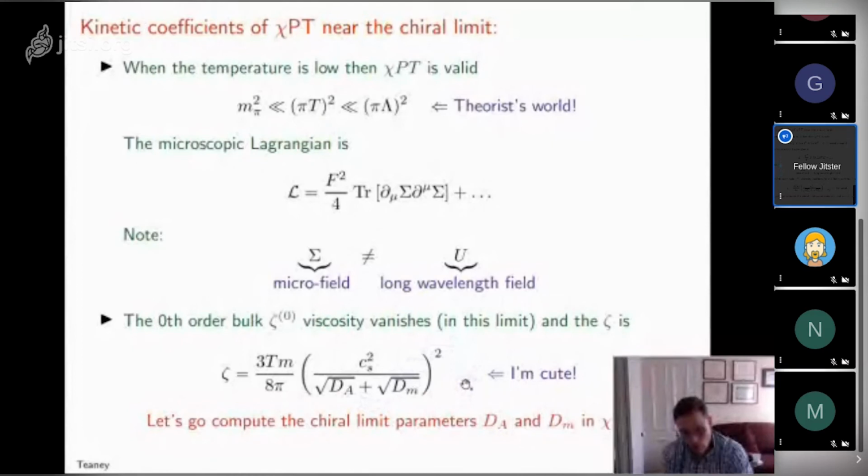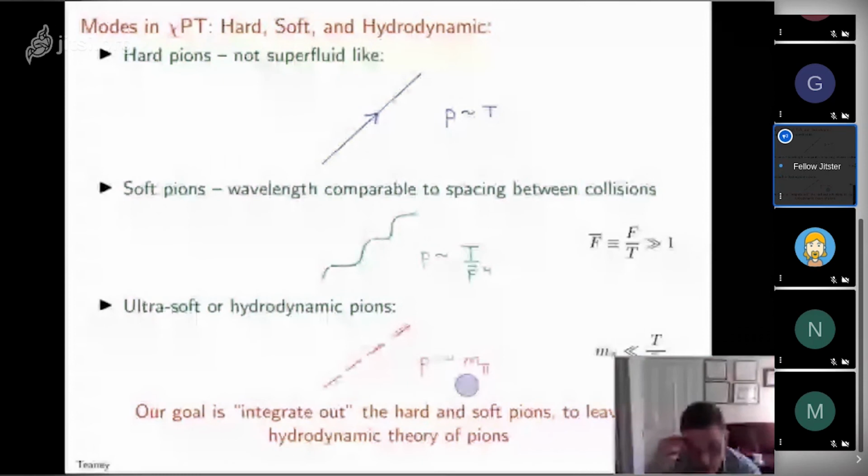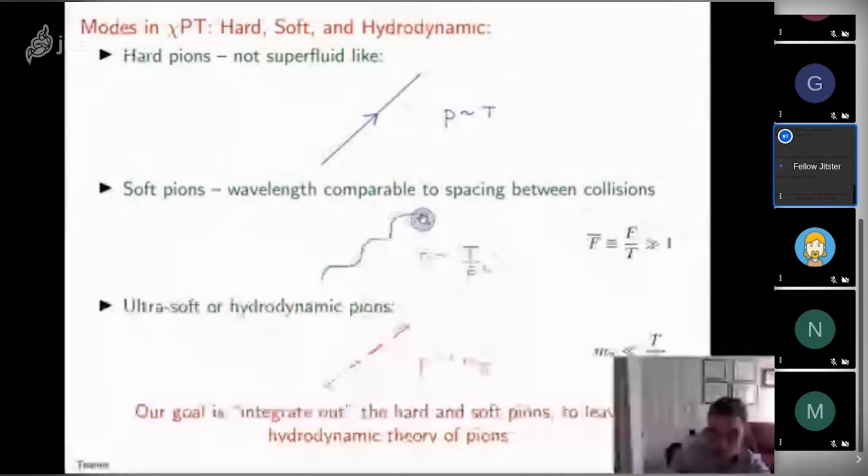So we were interested in computing those. It ended up being way more complicated than we anticipated. If you look at chiral perturbation theory and analyze it in this regime, there are hard modes, which are not superfluid modes, with momentum of order the temperature. There are also soft pions, with momentum where the wavelength is comparable to the spacing between collisions.